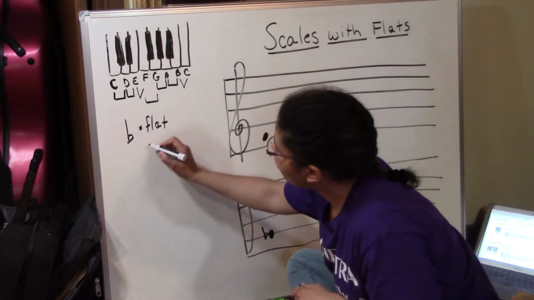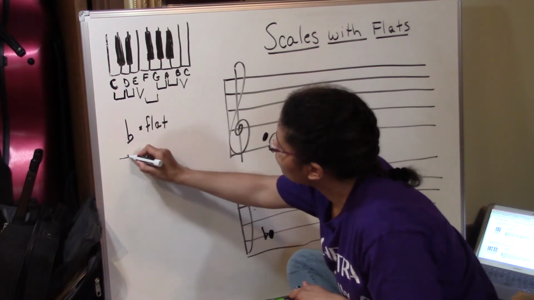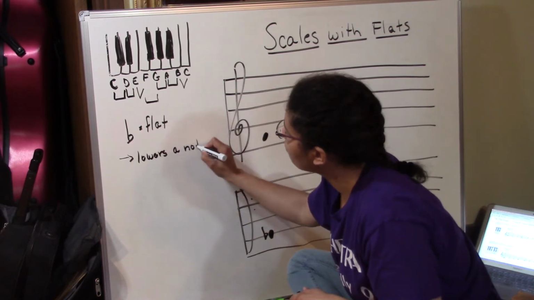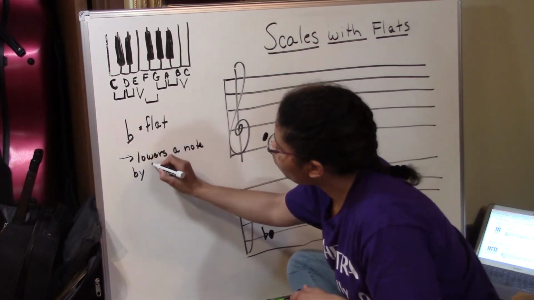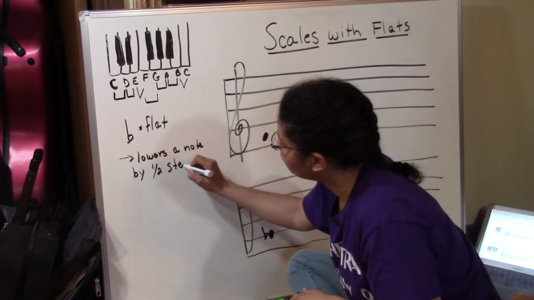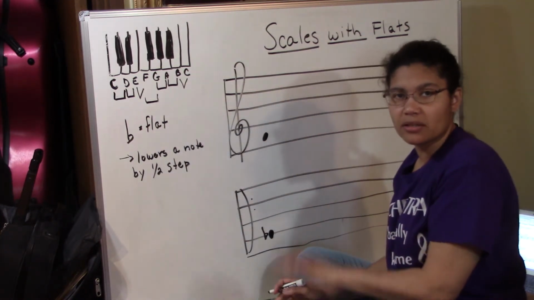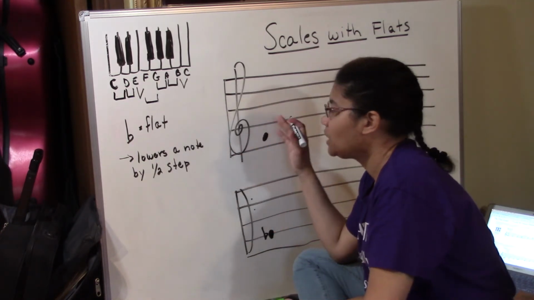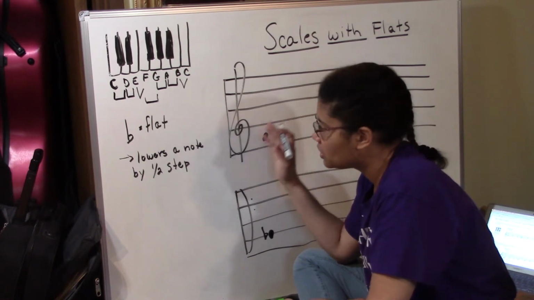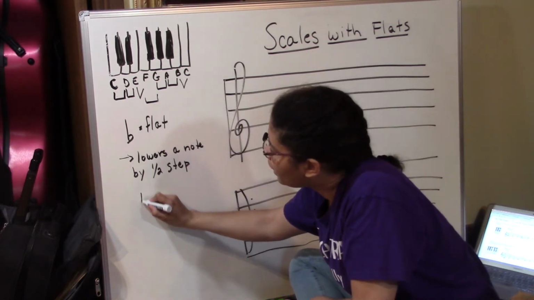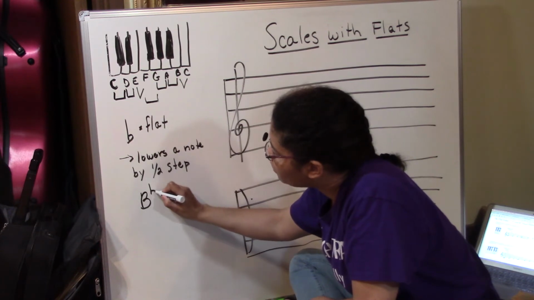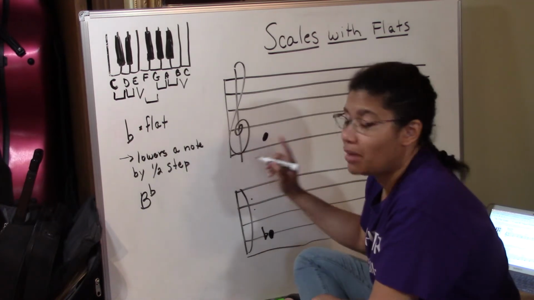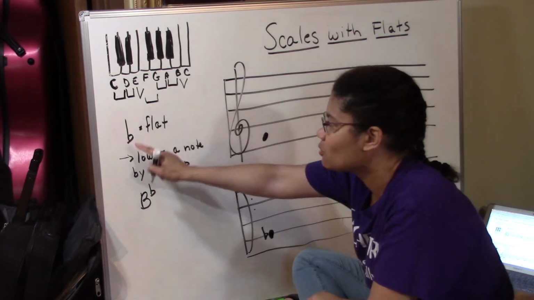Now, what it does is it lowers a note by 1/2 step. Okay? So that's the job of a flat. And when you write a flat, you're going to write it before a note on the musical staff, but when you write it with a letter, like say B flat, you're going to write it after the letter. That's very important, so we make a difference there where we write the actual symbol.